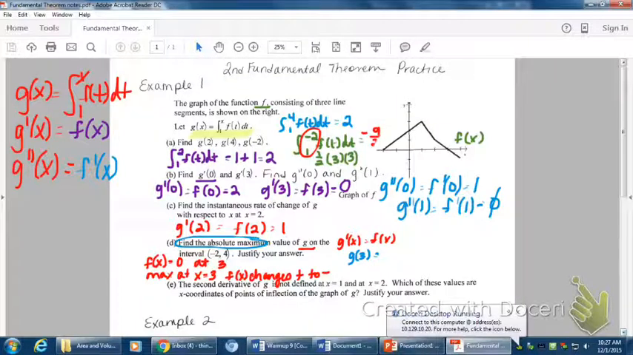G of 3, I just plug in 3 for x, and it wants to know the area from 1 to 3. We did 1 to 2 earlier and got 2. Then from 2 to 3, it's that little triangle, so 1/2 times 1 times 1. So 2 plus 1/2 gives you 5 halves, and that's the actual absolute maximum.